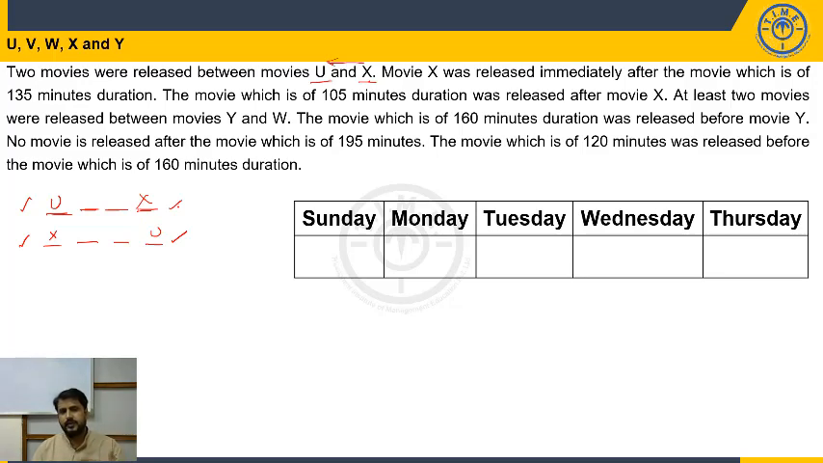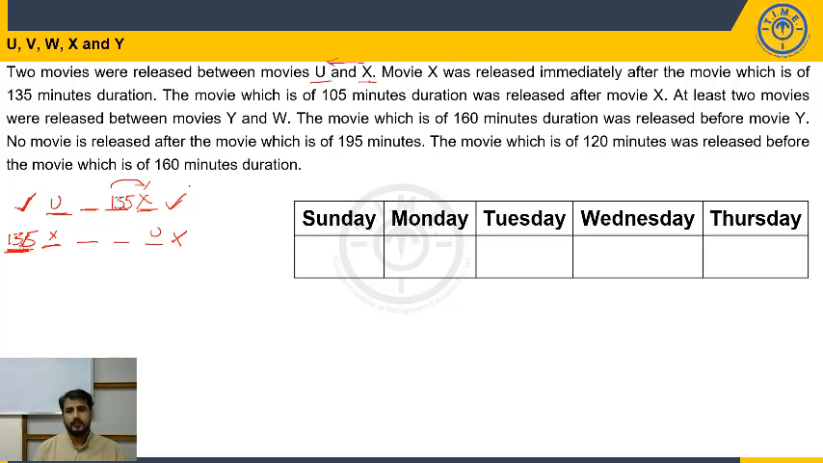Don't go for that many possibilities. Try to add some points. Next. Movie X was released immediately after the movie which is of 135 minutes duration. So X is immediately after 135. So earlier we thought of the remaining one movie here or here. Now it is confirmed that this is the first one and X is the second movie to release. But in this case still, the one more movie may come at the first or at the last.